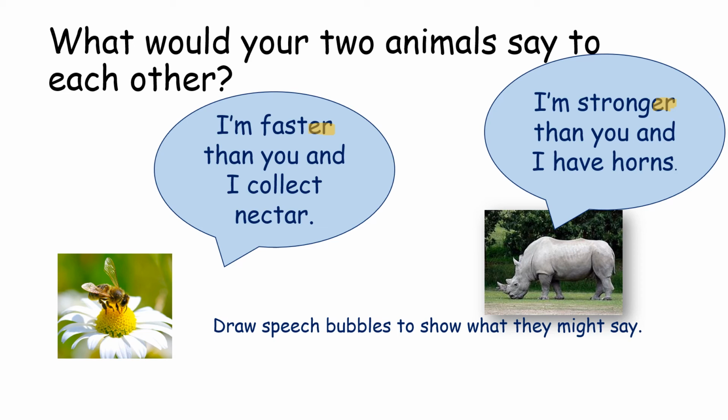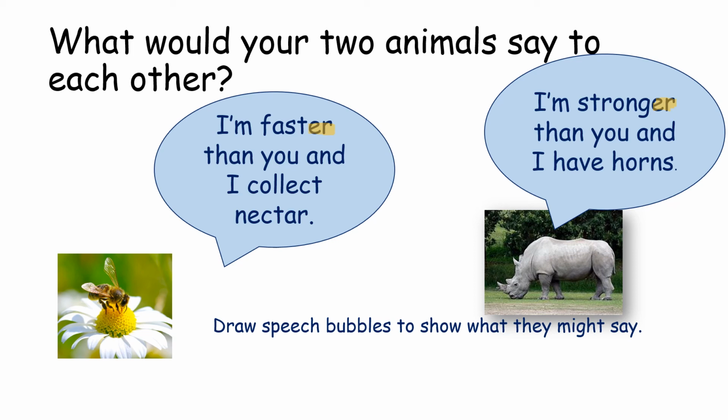It might be I'm quicker than you. It might be I'm nicer than you. It might be I'm faster than you. It might be I'm smaller than you. But I would like you to use a word that's got the comparative ER ending at the end of the word. I'm faster than you and I collect nectar. So our bee is saying something that the bee is better at than the rhino. And then we're learning a little bit of information about what the bee does as well. And the same with the rhino.